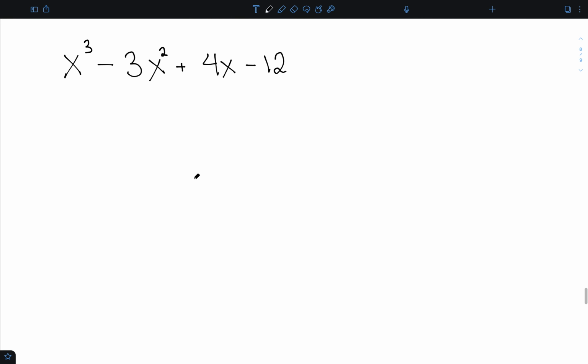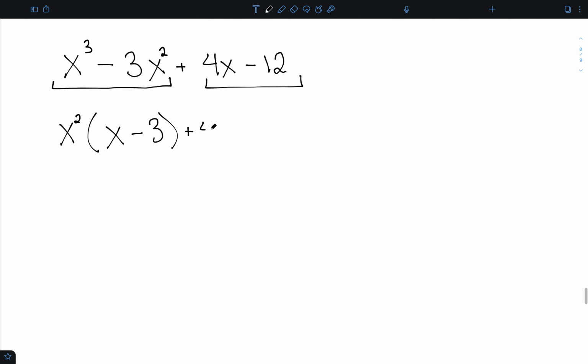Next, let's look at x cubed minus 3x squared plus 4x minus 12. This one doesn't have a single thing that all of them have in common, but the idea is we're going to break it into pieces. My first piece, I can see they have an x squared in common. That leaves me with an x for the first piece and a minus 3 for the second piece. For my second two, I can see that they have a 4 in common. That'll leave me with an x and a minus 3.